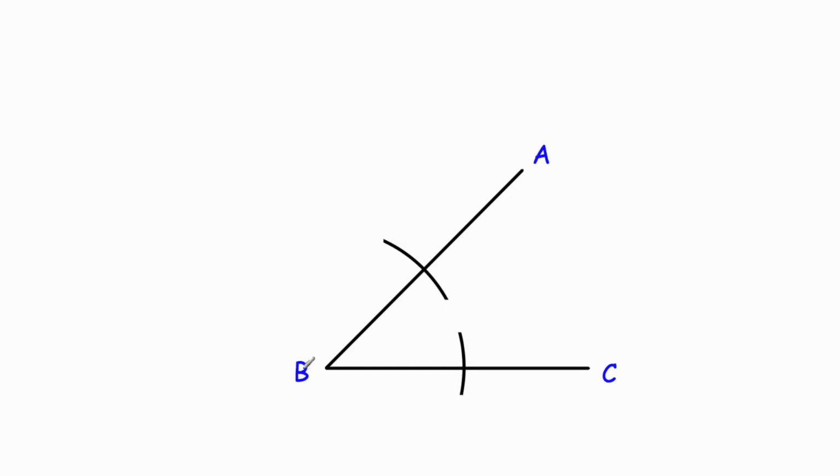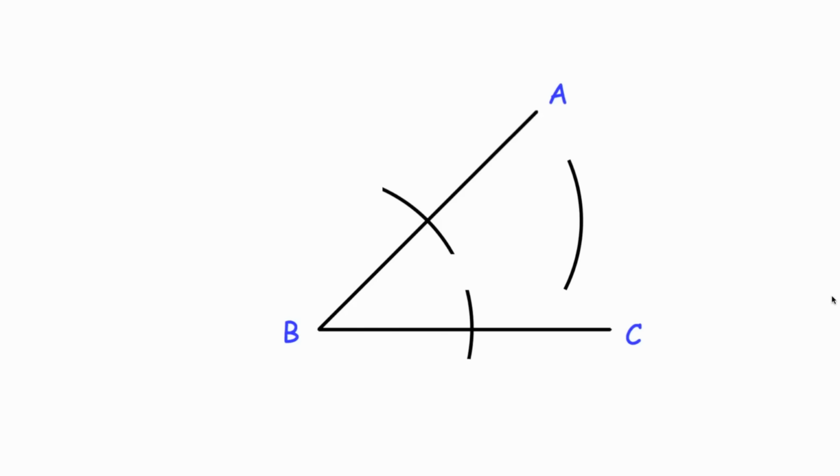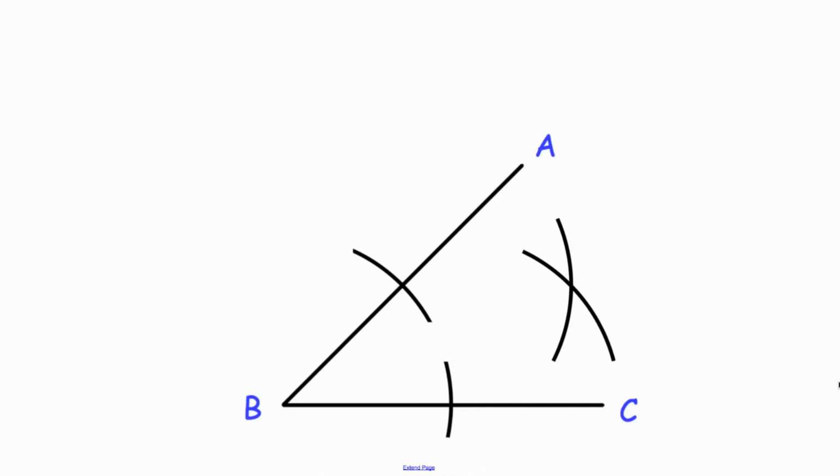Okay, so next we're going to lift up our compass and put the point of the compass where the arc and the line AB meet, and we're now going to do an arc in this direction, and it'll look something like this. Now we're going to lift it up and put the point of the compass here, and do another arc in that direction, and it would look something like this.